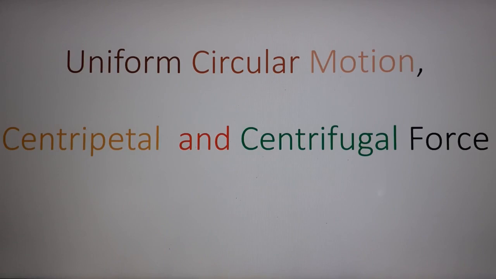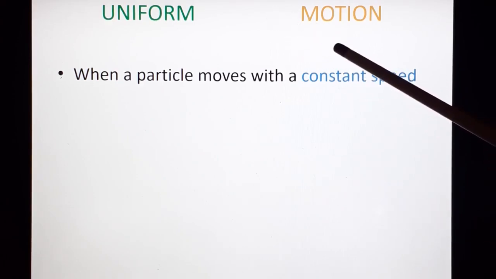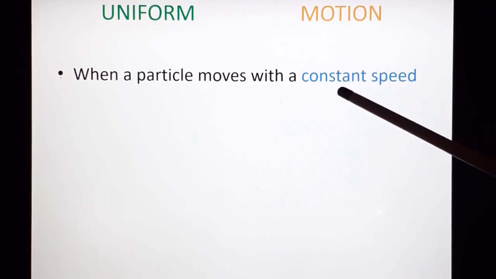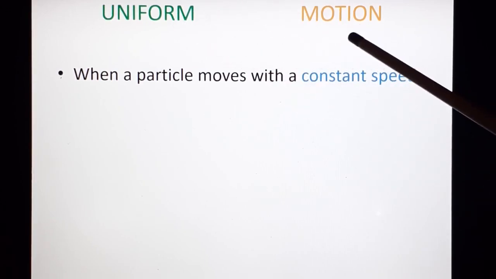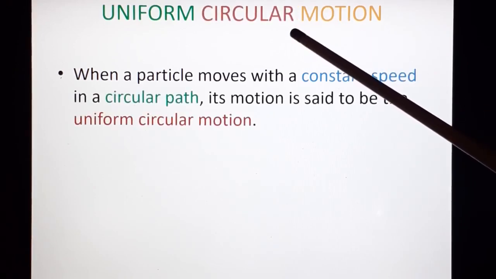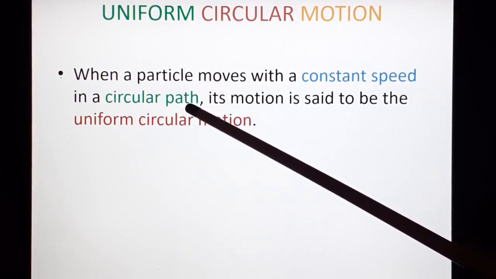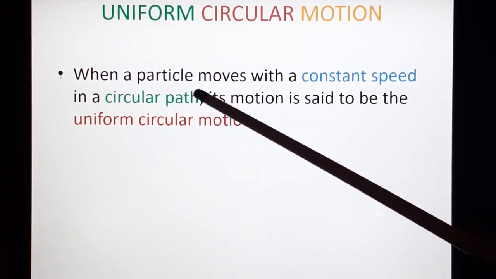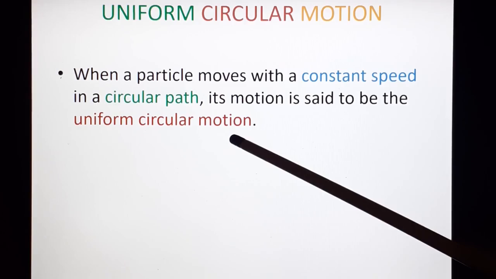Our last topic for this chapter is uniform circular motion, centripetal and centrifugal force. Now let us start with the word uniform motion. It means when an object or a particle moves with constant speed, uniform speed, then we call it uniform motion. And uniform circular motion means constant speed in a circular path, right? So when a particle moves with constant speed in a circular path, its motion is said to be uniform circular motion.